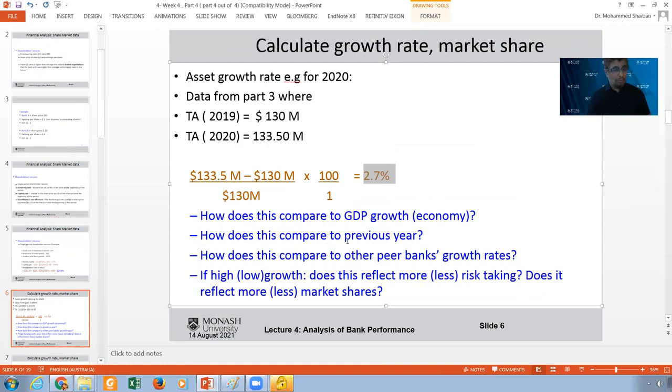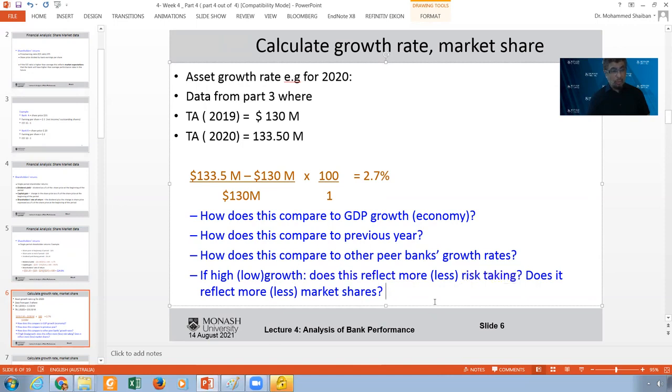And what about when we take the peer and the trend analysis? We want to see our growth comparing to last year and our growth comparing to our peers. If high or low growth, does this reflect more or less risk taking? Does it reflect more or less market share? So we also have to ask our questions when we are growing, which means giving more assets. Are those assets okay? Do they have quality? Is it quality lending, quality loans, or is it just more and more loans to increase this growth? So we have to look at the risk.